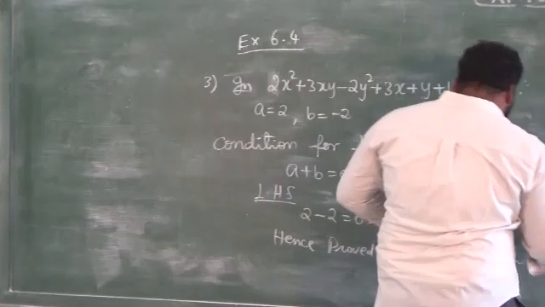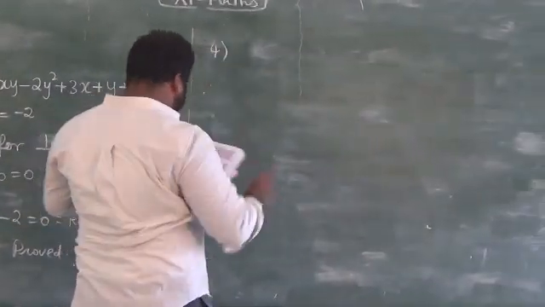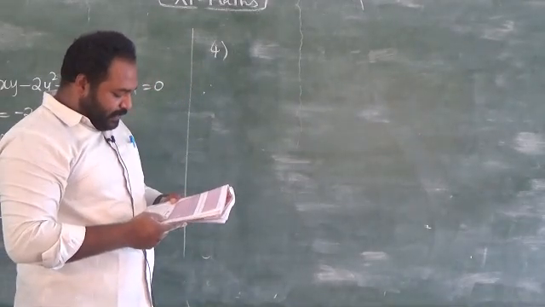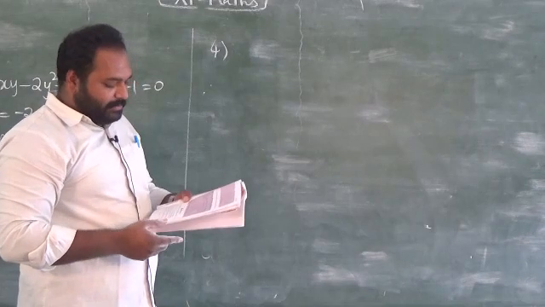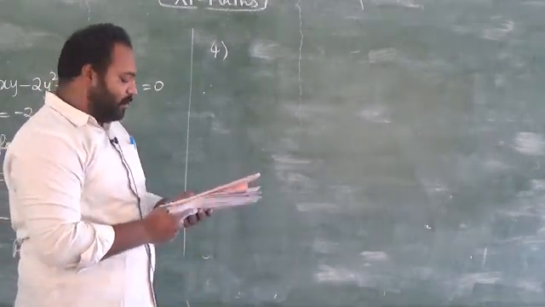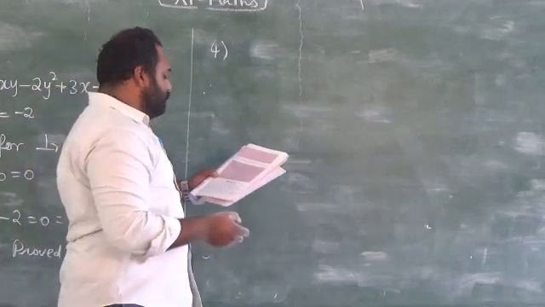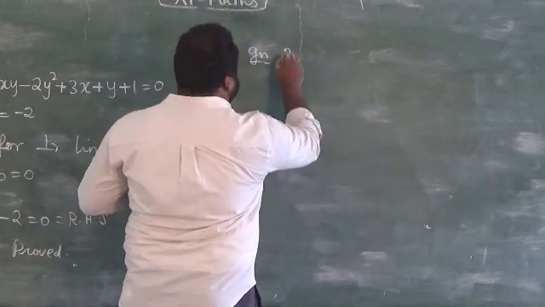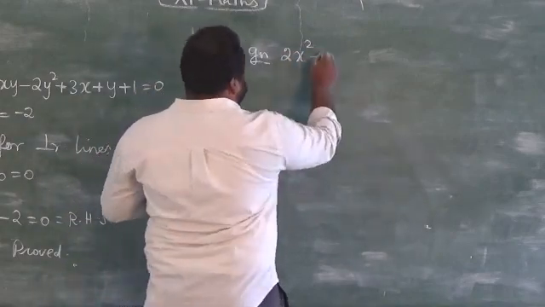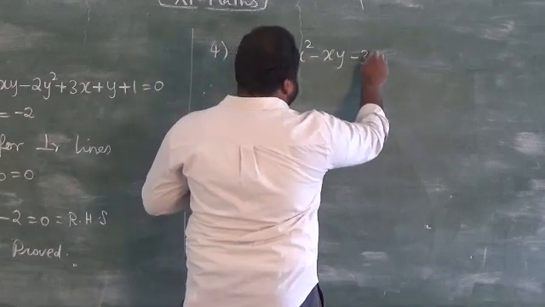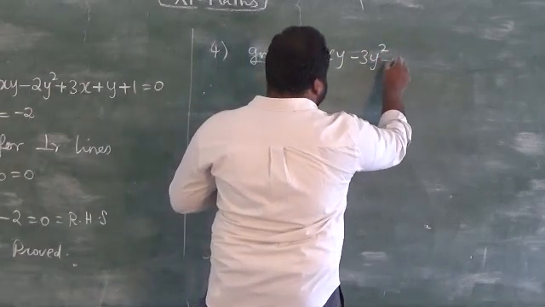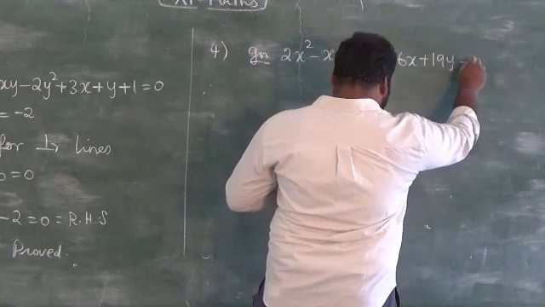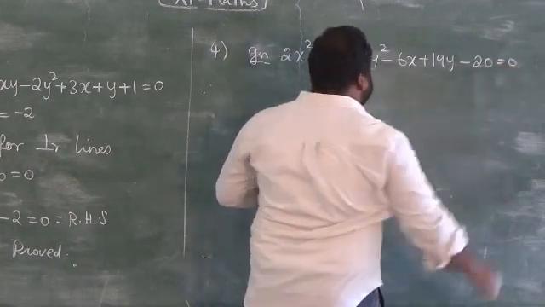Fourth question is, show that the equation represents a pair of intersecting lines, and then further the angle between them is tan inverse 5. Okay. Here we have to show that the given equation, I am going to write first, 2x square plus xy plus 3y square minus 6x plus 19y minus 20 equal to 0.